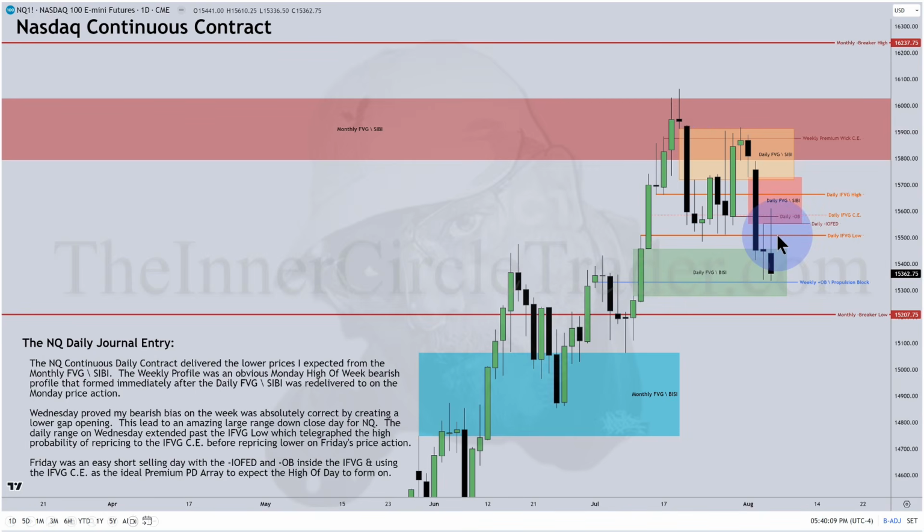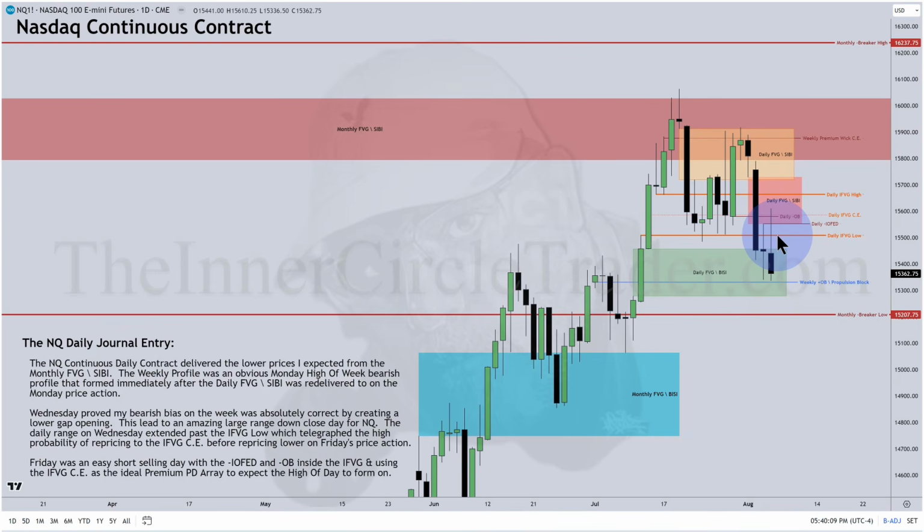If we can clearly identify where specific liquidity resides or where a premium PD array is in price, if we're really, really bearish, we do not want to see premium arrays traded to. We want to see discount arrays draw price to it. And everything smash through down close candles.